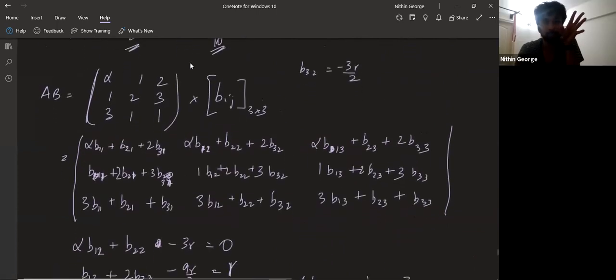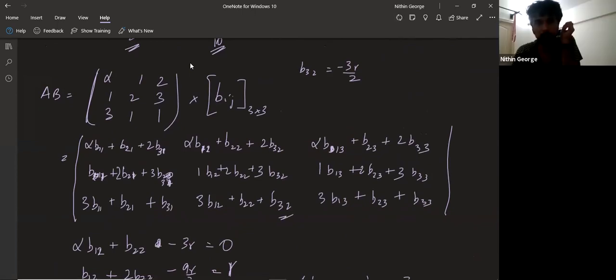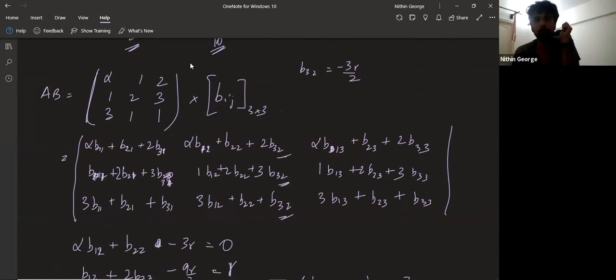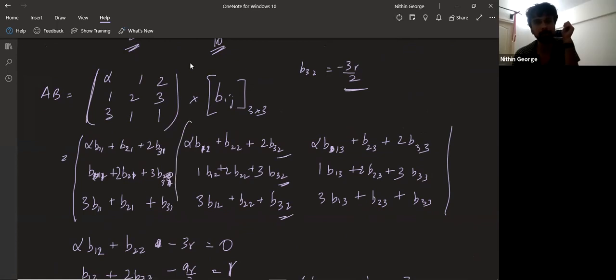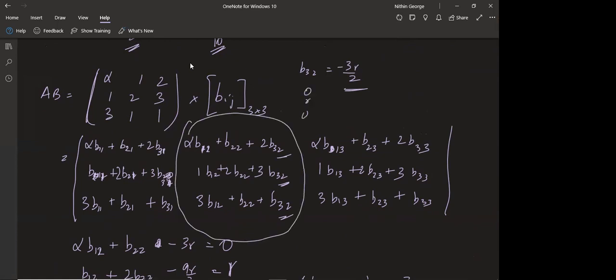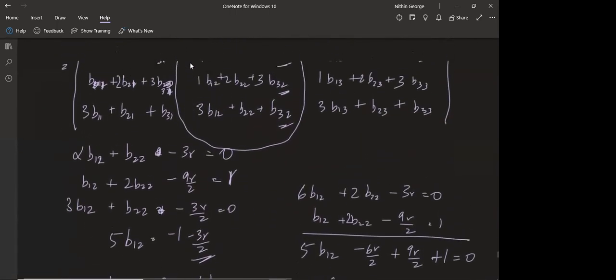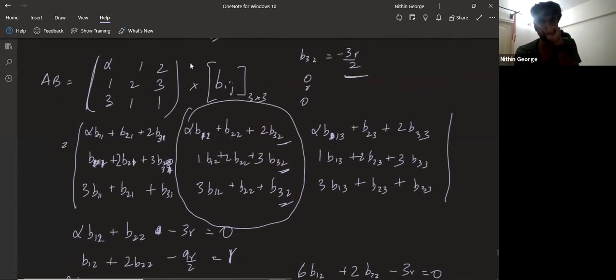So the idea was B32 was given to me. Or 23? Which one was given to me? 3 2, sir. Third row, second column. Okay. So this was given to me as minus 3R by 2. So basically, I know that this column, the values will be 0, R, and 0. Okay. So from there, I thought I'll find B1 and B2, but I don't know.